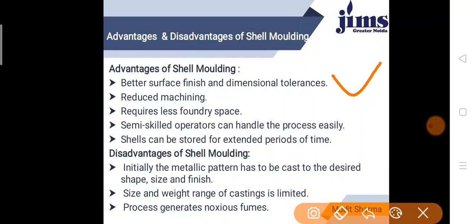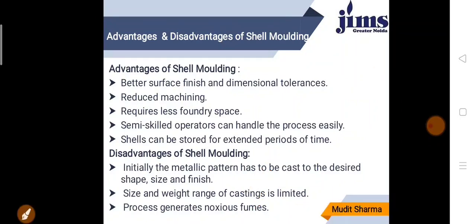Now we will discuss some disadvantages of shell molding. Initially, the metallic pattern is needed, and the desired shape, size and weight range of casting is limited. Another disadvantage: the process generates noxious fumes which create air pollution. Another disadvantage is that it may be limited to some specific metals. The minimum thickness of section that can be cast is 4 mm. This is another big disadvantage of this process. I hope you will understand with the help of this PPT video lecture.